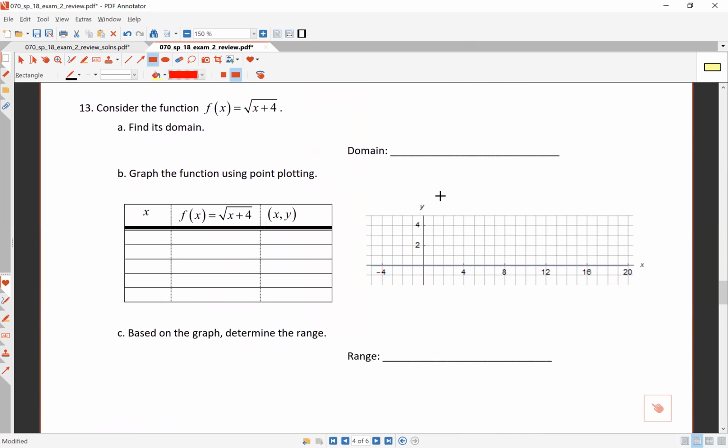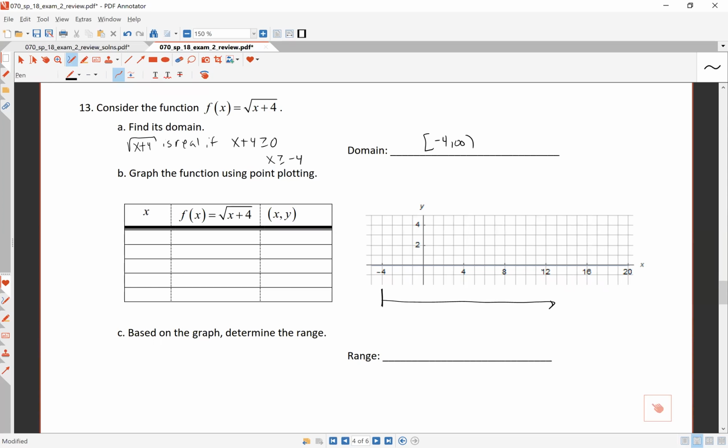Number 13, radical functions and their graphs. The domain is the set of x values for which the square root of x plus 4 is a real number. Square root of x plus 4 is real if x plus 4 is non-negative, greater than or equal to 0. So that'll give us x is greater than or equal to -4, or -4 to positive infinity. So what that tells me is that I'm going to get a graph from -4 to infinity here.